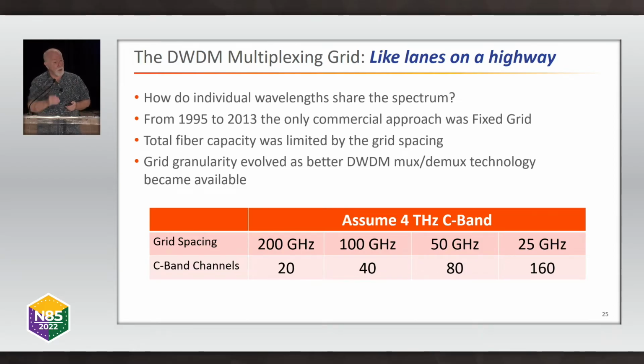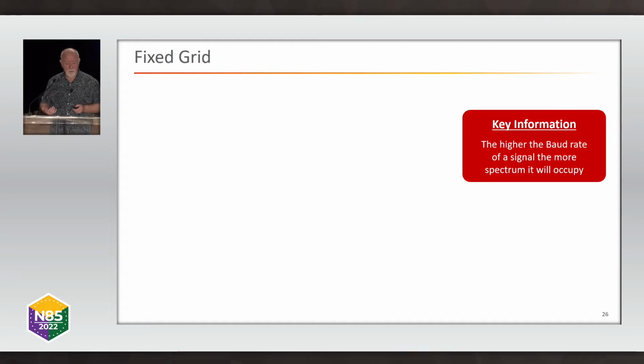The number of channels you typically get in a classic 4 terahertz C-band with those grid settings: 20 channels increasing to 40 channels, increasing to 80, increasing to 160. The more channels you have, the more fiber capacity that you have. So what happened at some point is that we moved away from fixed grid because there's some key information here.